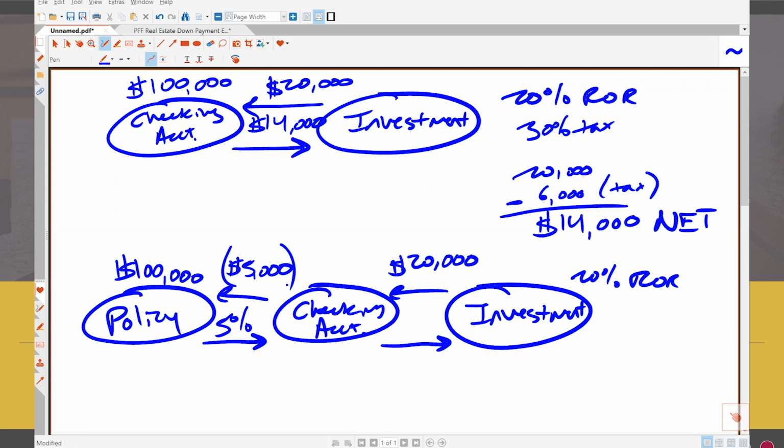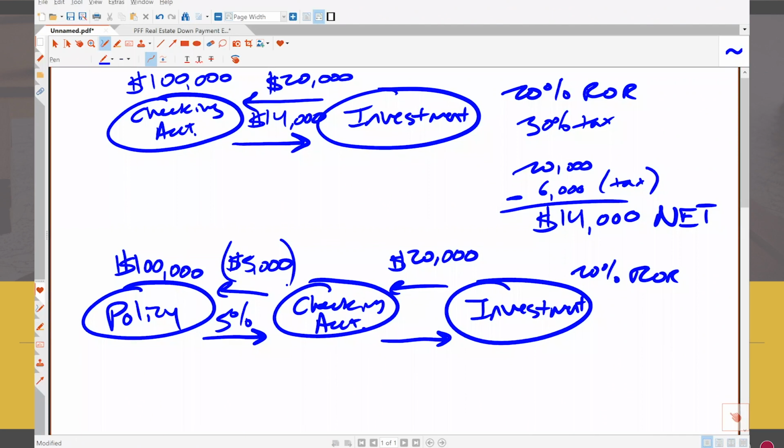And if we use a policy loan to make an investment, that interest is counted just like any other loan interest to make an investment. So we are now able to deduct $5,000 off of our taxes. So instead of paying taxes on $20,000, we're only going to end up paying taxes on $15,000.